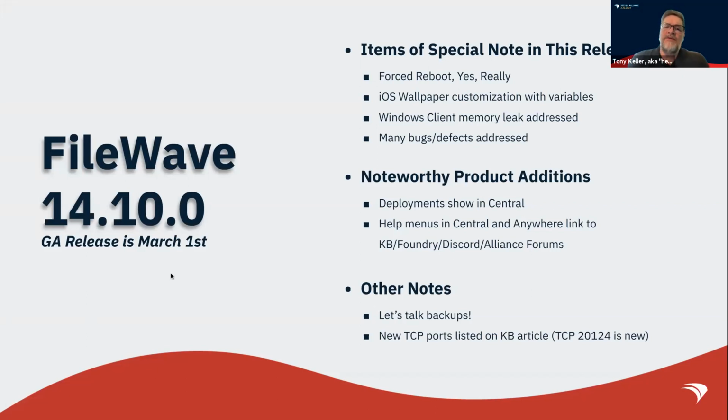As well, we've gone ahead and added help menus into the Central and Anywhere products, so both in our native admin console and in our web admin console, to allow you to more easily get directly to the knowledge base, to Foundry, to Discord, which we'll talk about later, and the Alliance forums. So all of those things are in there too. So we're pretty excited about this release.